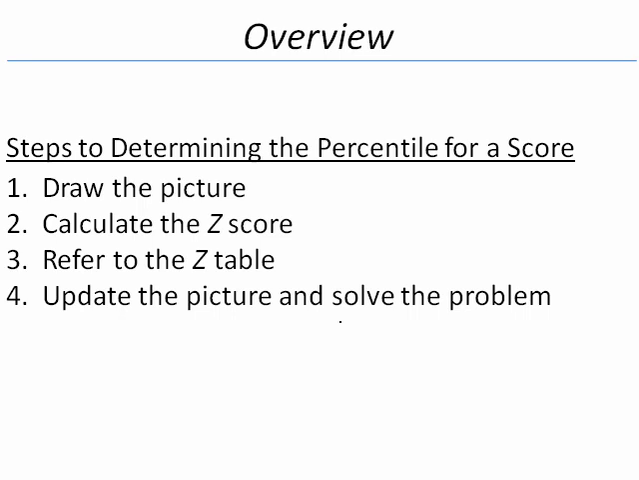In terms of calculating percentile score, there's 4 steps we're going to go through. We're going to draw a picture. That'll help give us a fairly decent idea of what the percentile ranking should be. Then we'll calculate a z-score. Z-score will let us know the number of standard deviations between the mean and the particular value. We'll refer to the z-table to find out the proportion of the population between the mean and that particular z-score. Finally, we'll update the picture and solve the problem.